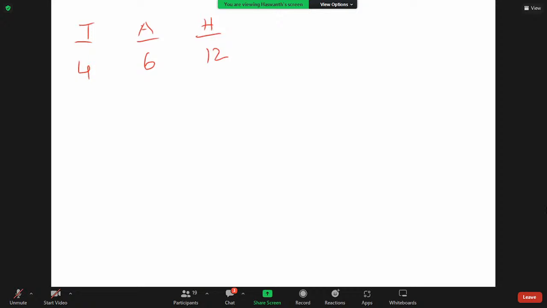So work done in 1 hour is the reciprocal of the time taken. If Tom takes 4 hours, in 1 hour he will be doing 1 by 4th amount of the work. Amanda will be doing 1 by 6th amount of the work. And Harry will be doing 1 by 12th amount of the work.